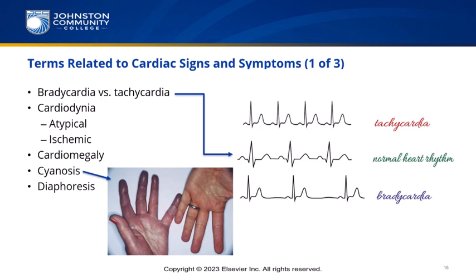Then we have cyanosis. Cyano is a combining form for the color blue. And osis is our abnormal condition suffix. And this is a lack of oxygen in the blood, seen as a bluish or grayish discoloration of the skin, nail beds, and or lips. Then finally we have diaphoresis, and this is profuse secretion of sweat.